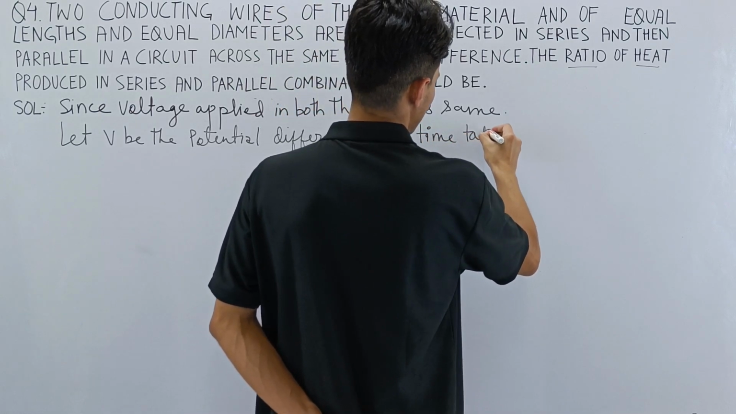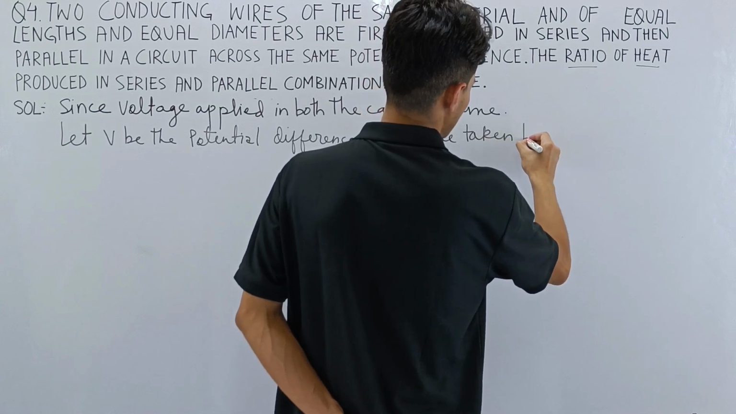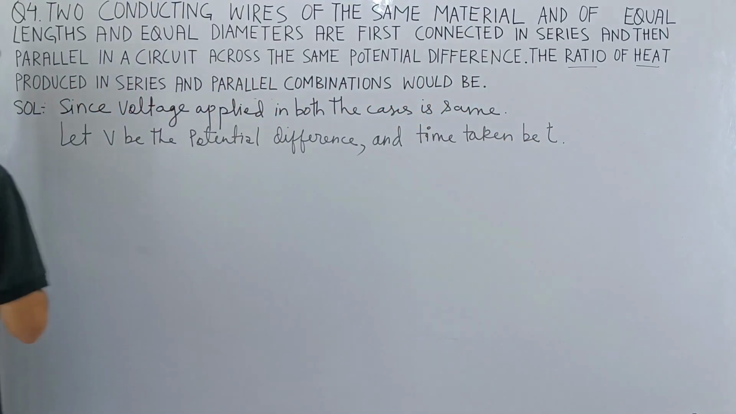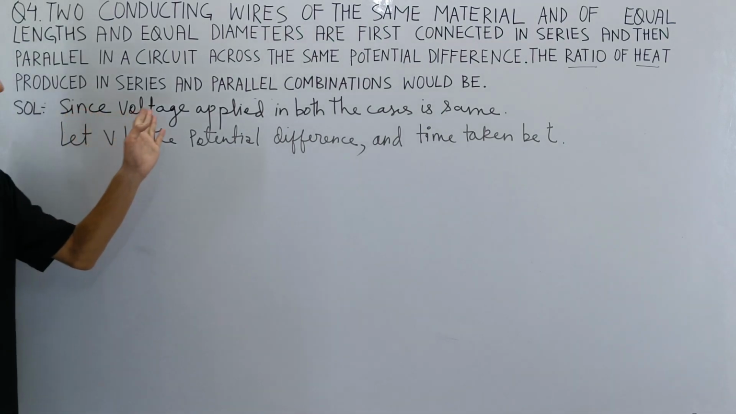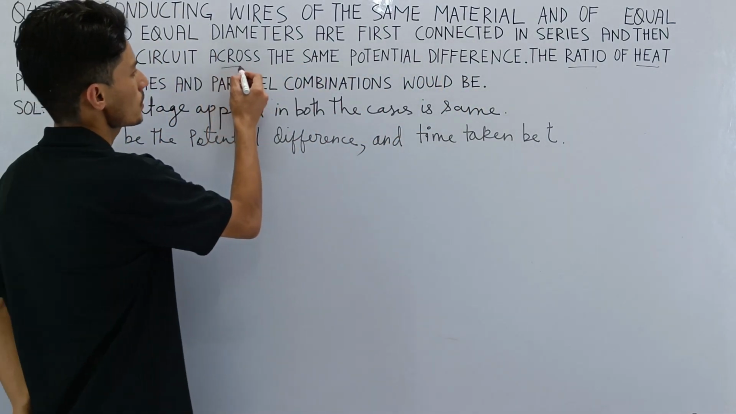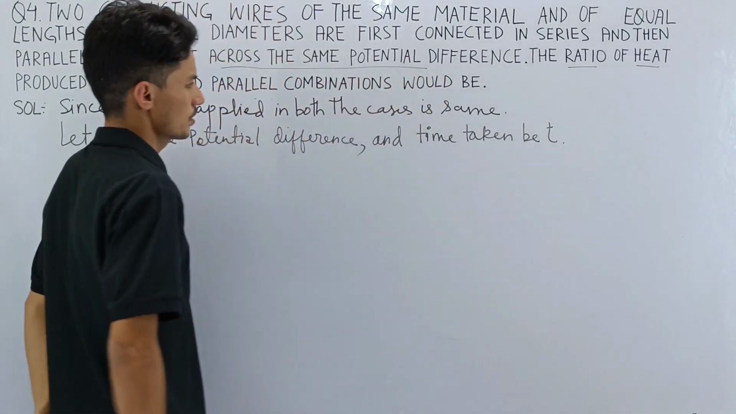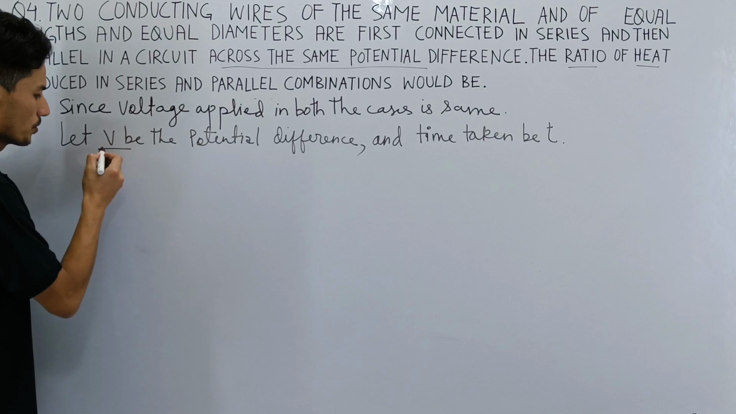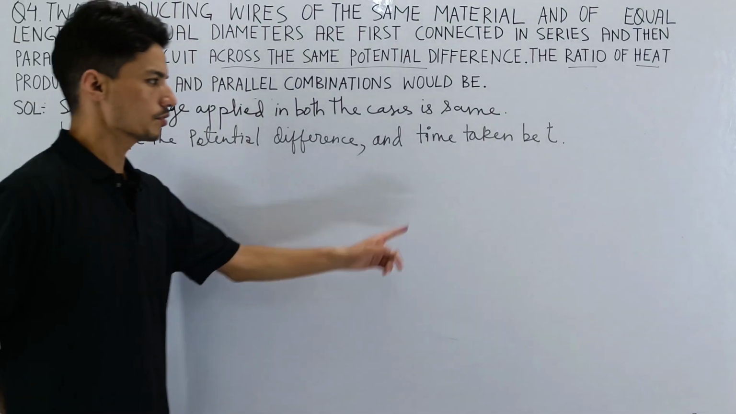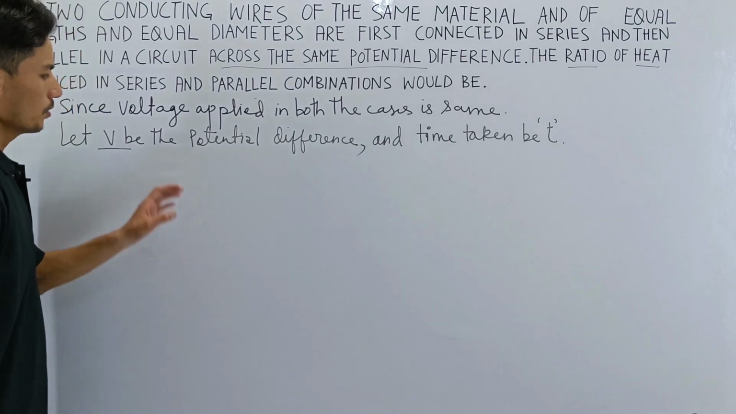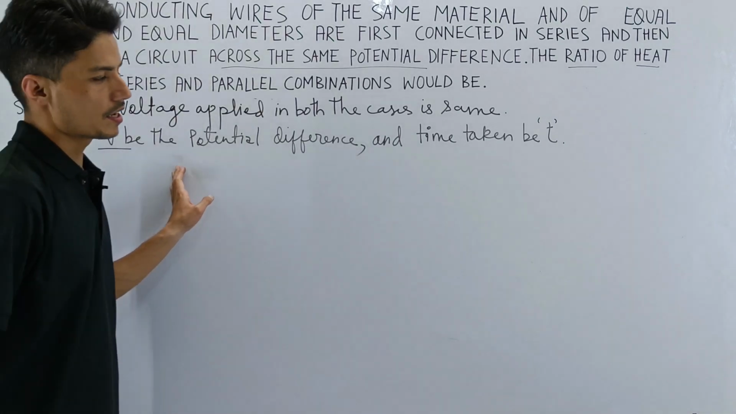time taken be T. Now the potential difference across the two points is same. It's written here, across the same potential difference. Since the potential difference is same for both, we will take the potential difference to be V, and the time taken we will say is T. So time taken be T. Now we are going to use a formula here.